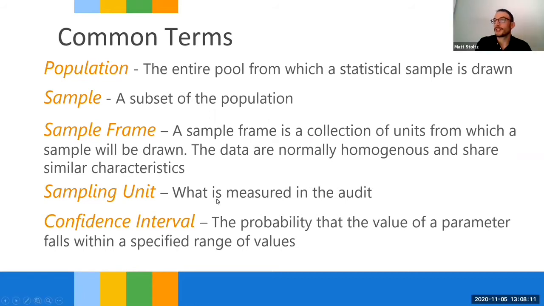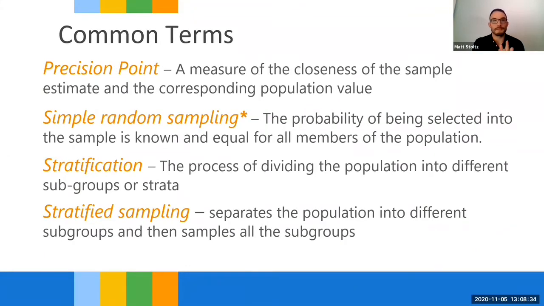So confidence interval, the percentage at which the sample adequately identifies the population. How representative this sample is of the population as a whole is your confidence interval. Precision point, some of you may know this, especially being around election time, the plus or minus margin of error. A measure of the closeness of the sample estimate to the corresponding population.